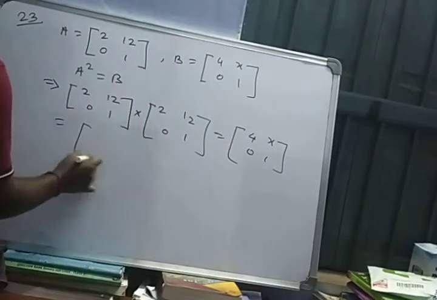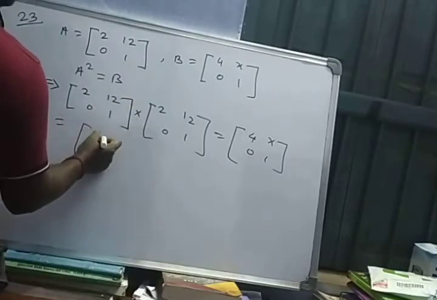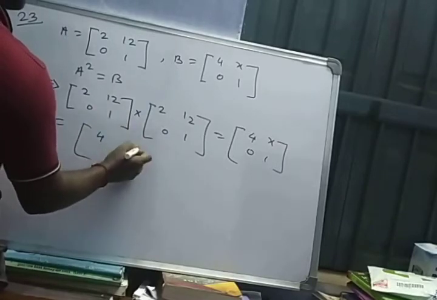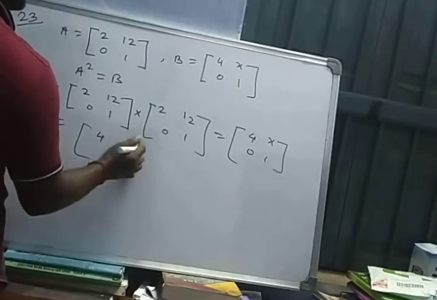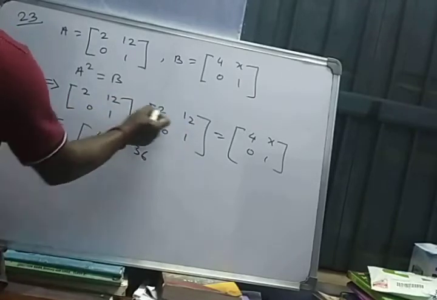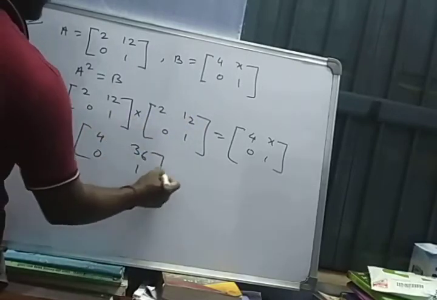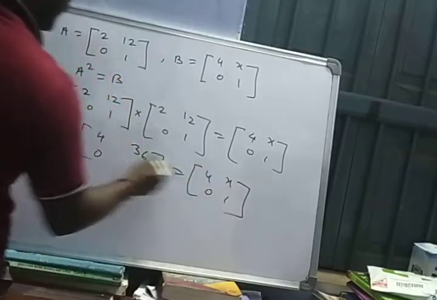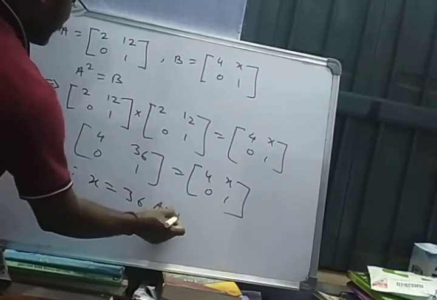Now multiply this. 2 2 are 4, 2 2 are 4, 12 is 0, 2 12 are 24, 24 plus 12 1 are 12, means 36. 2 12 12, and this is 0 0 0 1 equals to 4x 0, 1. And from this equality of matrix we can say that x equals to 36. This is the answer.